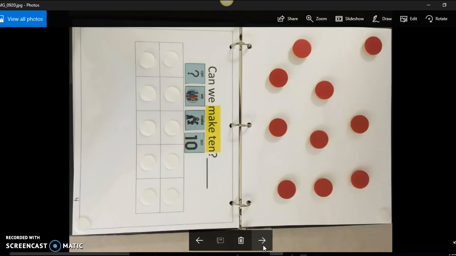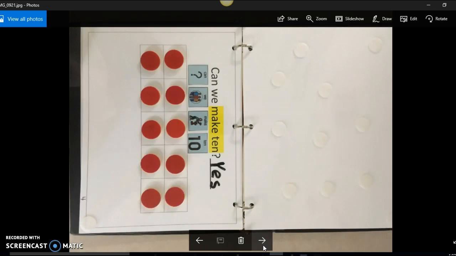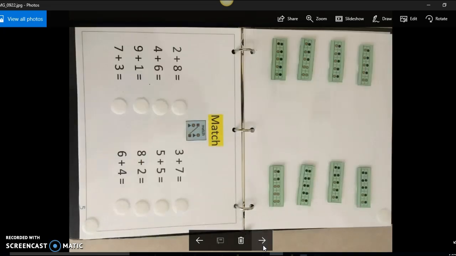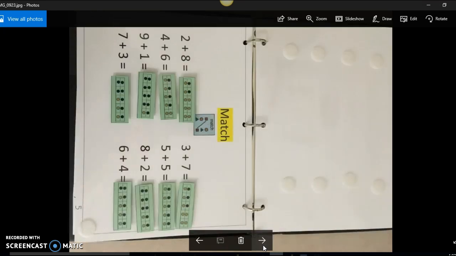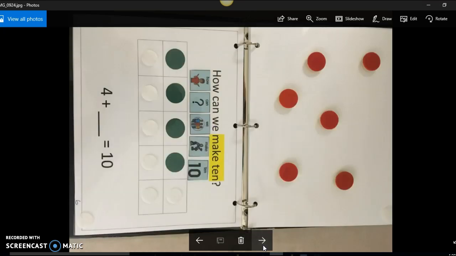Can we make 10 with this tens frame with the amount of counters that we have? And you can see after placing them on that yes, we can. Now for this page, students are going to match the tens frame to the appropriate tens fact. And that's what they did.